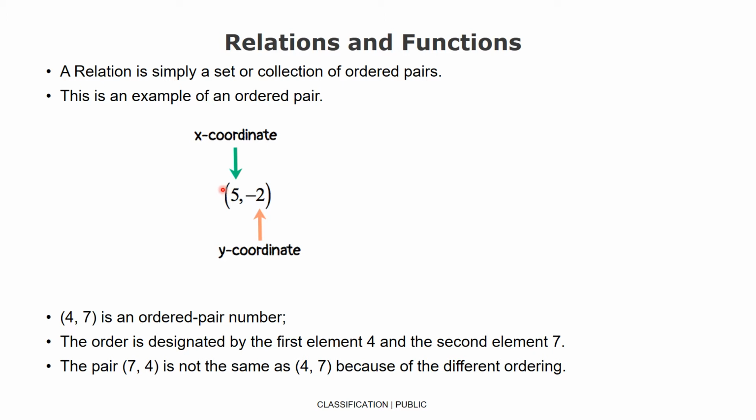Okay. Here you see the next example. (4, 7) is an ordered pair. That is, the order is represented by the first element 4 and the second element 7. The pair (7, 4) is not the same as (4, 7) because of the different ordering. That is, (7, 4) is not equal to (4, 7).